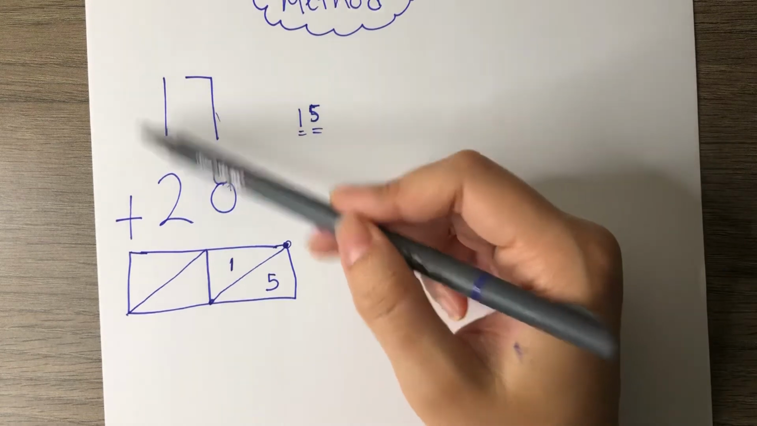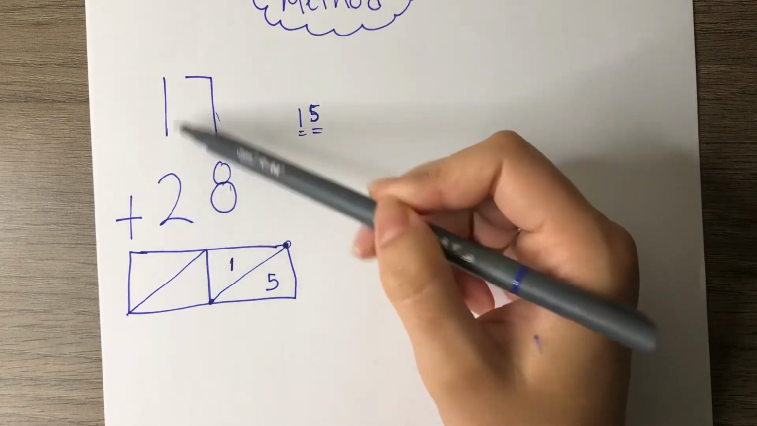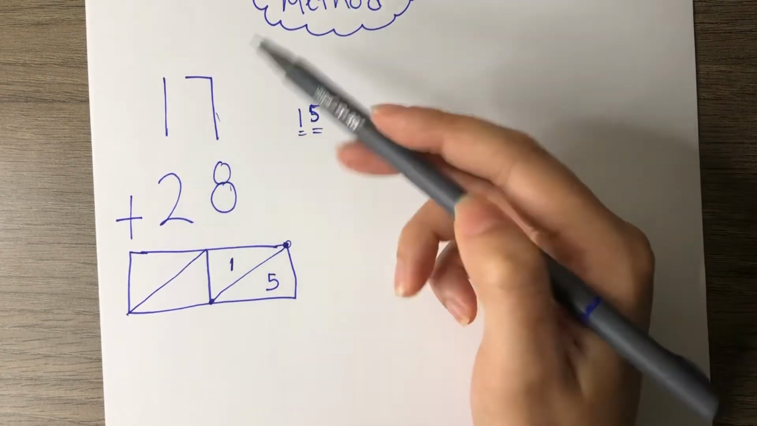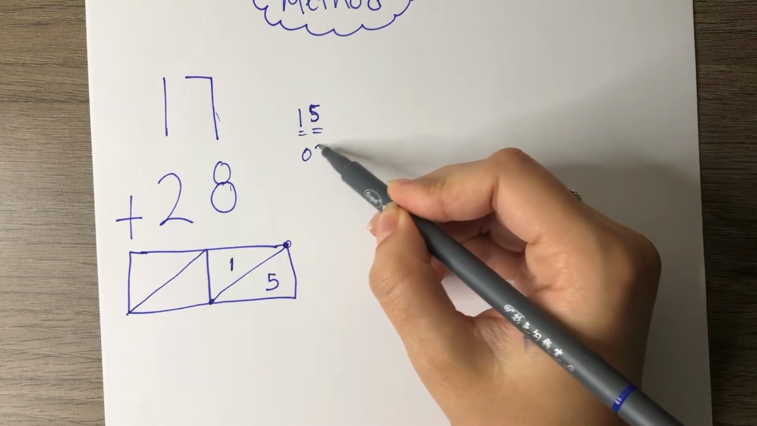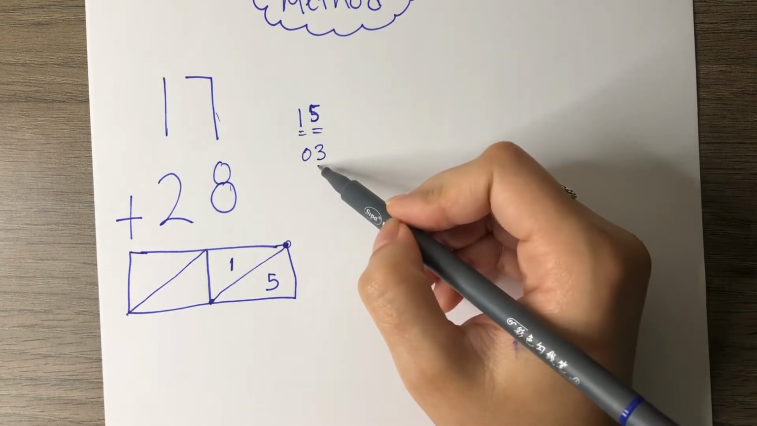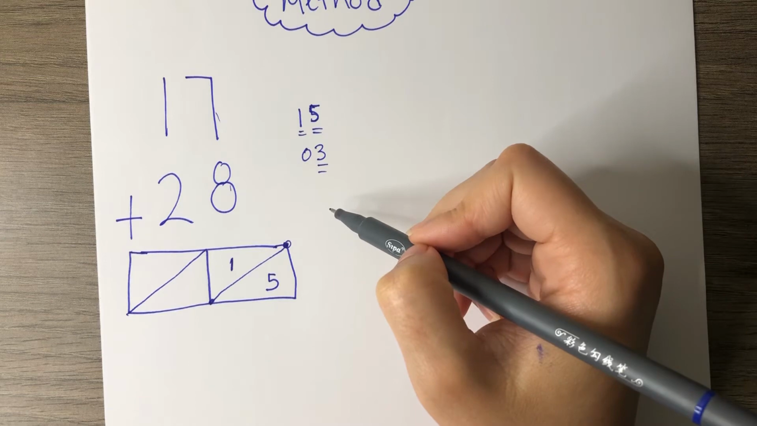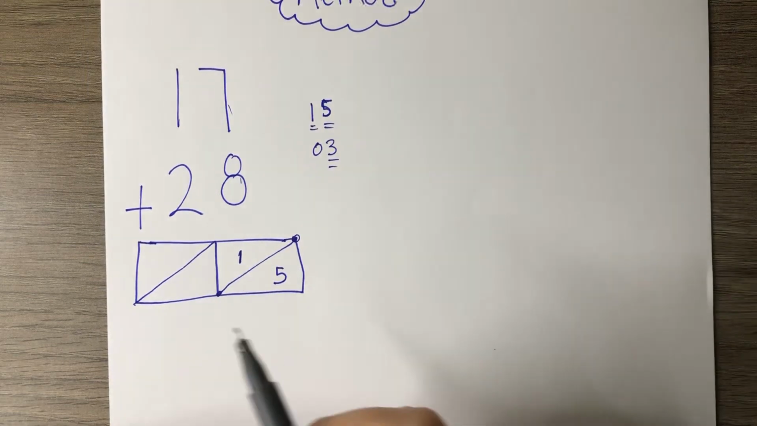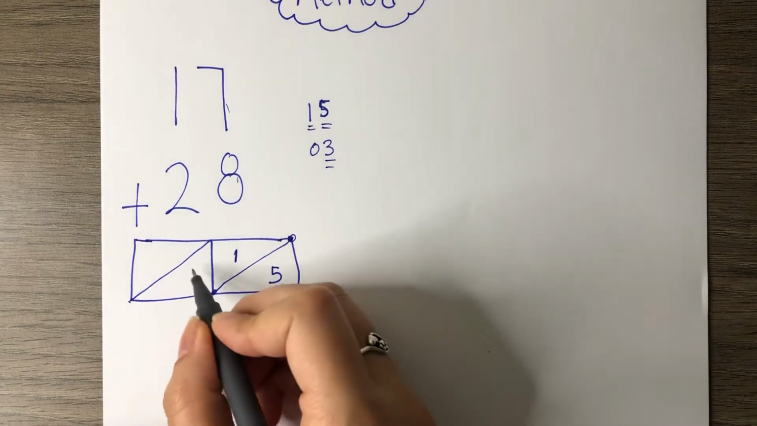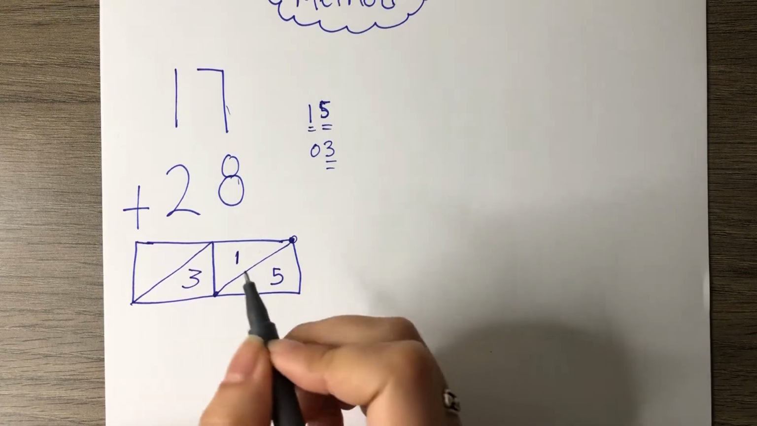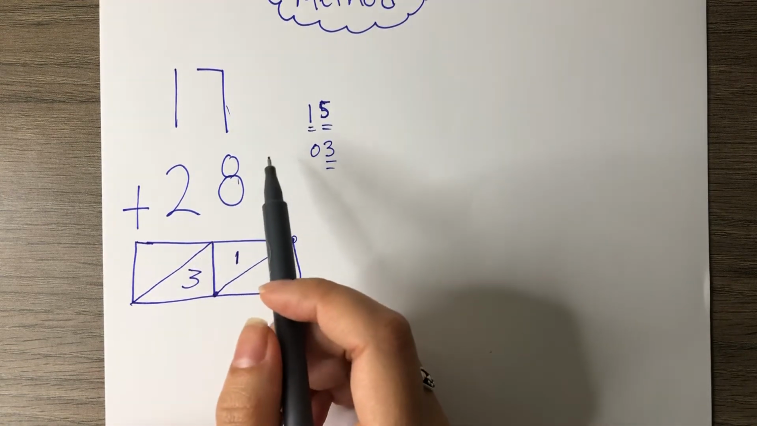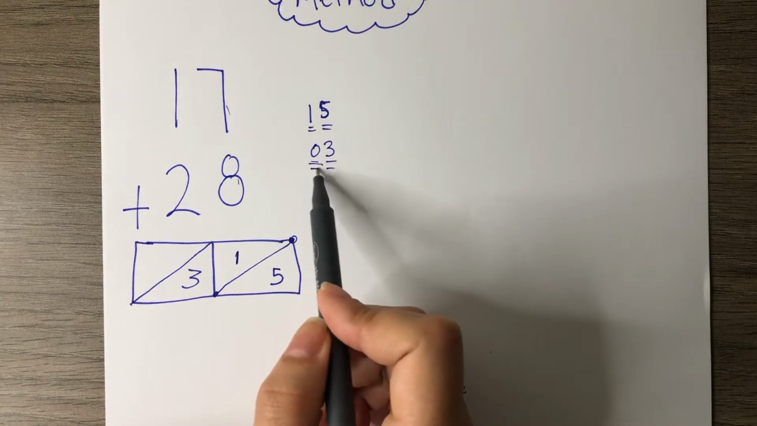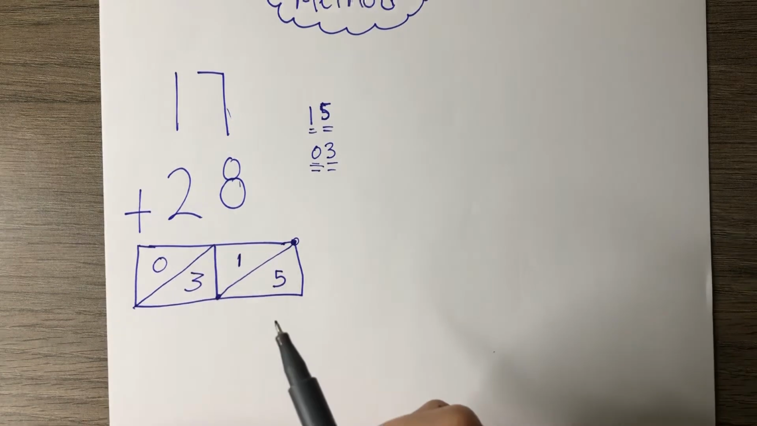Then we move on to our tens place right here. 1 plus 2 is 3. So let's write out 3. So we have a 3 in what? In our ones place. So that goes in our bottom section, remember? 3. And then we have nothing in our tens place, so we're going to put a 0.